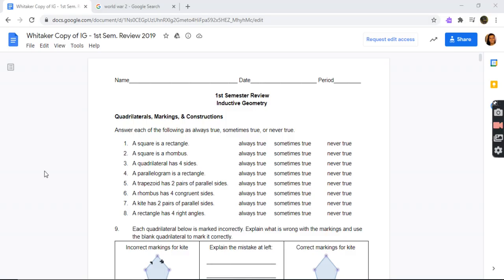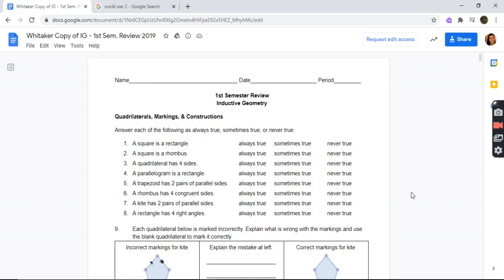A square is a rectangle. What do you think it is? What do you think? Always true, sometimes true, never true. A square is a rhombus. A quadrilateral has four sides. A parallelogram is a rectangle. A trapezoid has two pairs of parallel sides. A rhombus has four congruent sides. A kite has two pairs of parallel sides. A rectangle has four right angles.